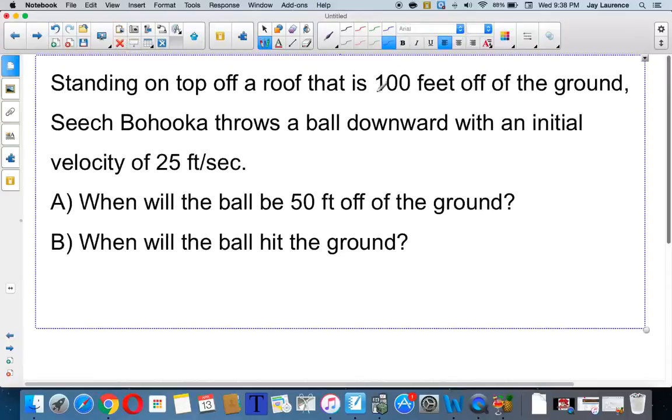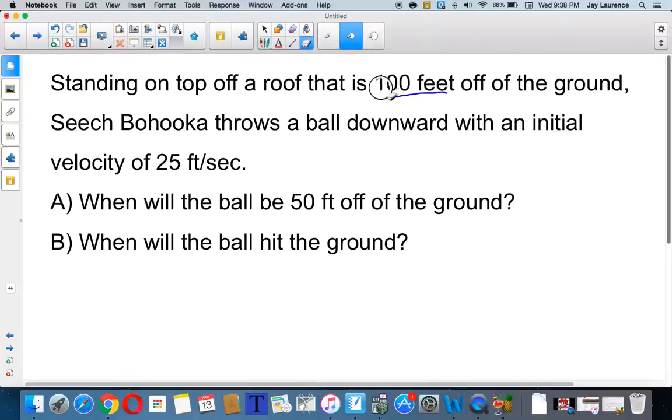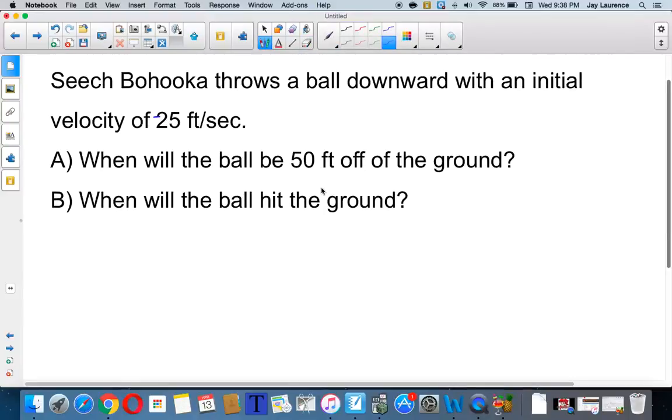Now, I will suggest to you that this is being thrown downward, so the initial velocity is going to be negative. And this, oh, no, that's not a velocity. I'm sorry, it's 100 feet off the ground. Okay, the initial velocity is 25 feet per second, and that's where the negative is. All right, so when will the ball be 50 feet off the ground? And when will the ball hit the ground? All right, well, go ahead and see if you can solve it. Pause the video. Here comes my solution.